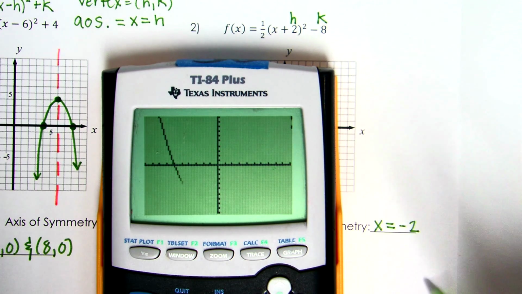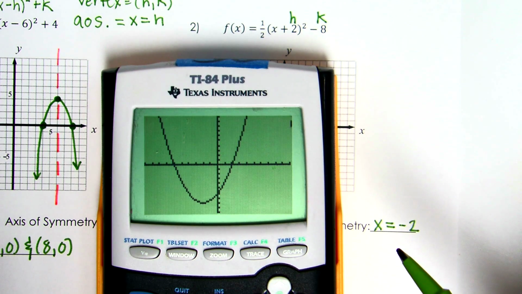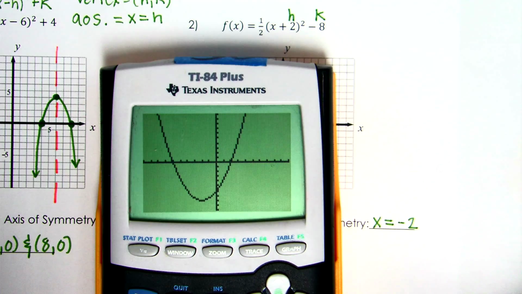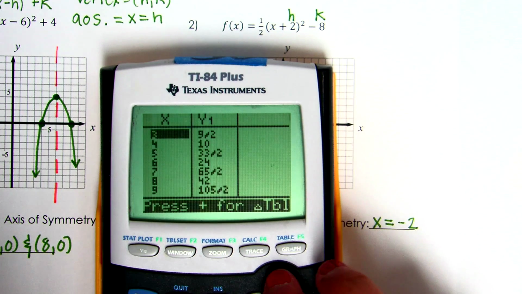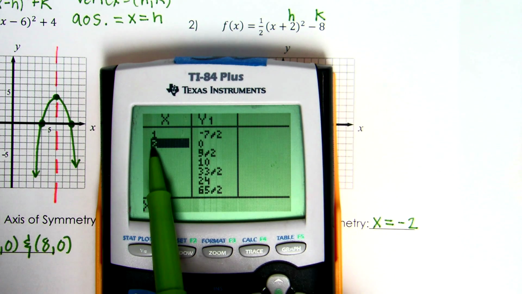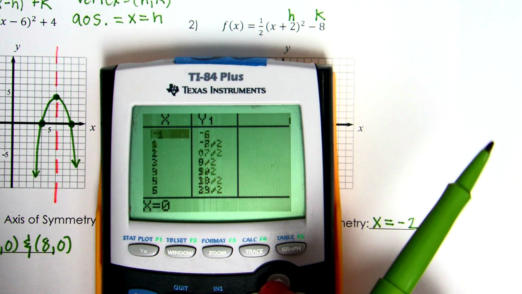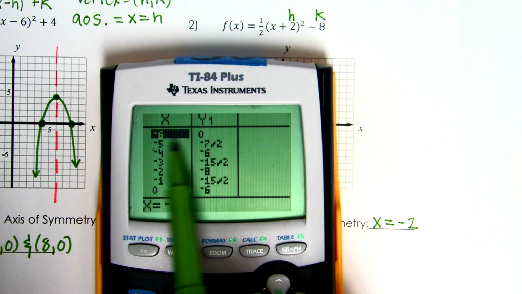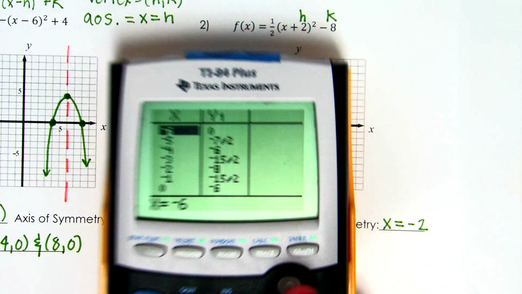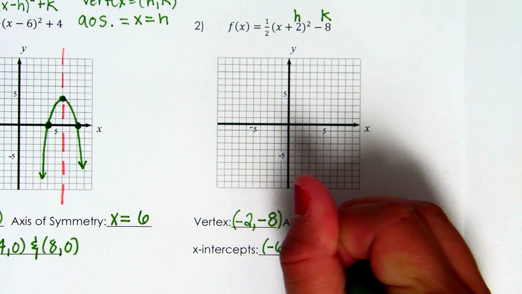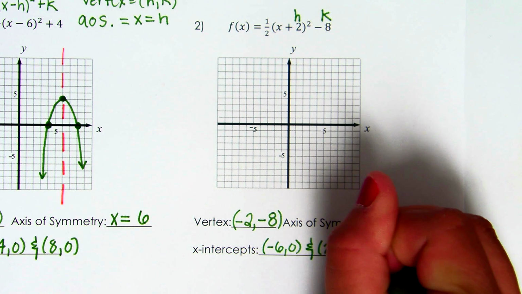I'm going to look at the graph. All right, it looks like I'm going to have two x-intercepts, one negative and one positive. So I'm going to go to the table, and I'm looking for, oh, there's one. y is 0 when x is 2. And then I need a negative one. So y is 0 when x is negative 6. So my two x-intercepts are (negative 6, 0) and (2, 0).